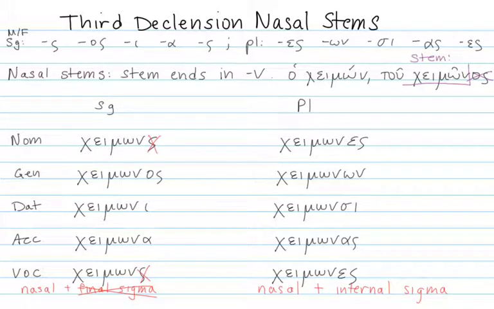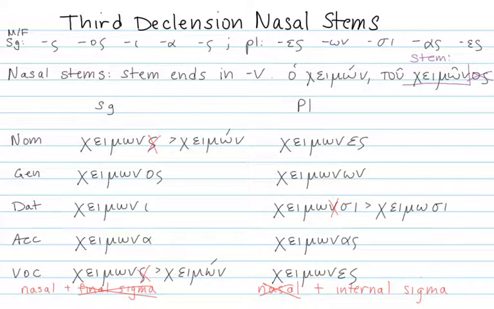And then the nasal plus the internal sigma, which means it's not the last letter of the word, affects the dative plural, and in that case, the nasal disappears. So with those rules, we get hemon for the nominative and vocative singular, and hemosi for the dative plural.